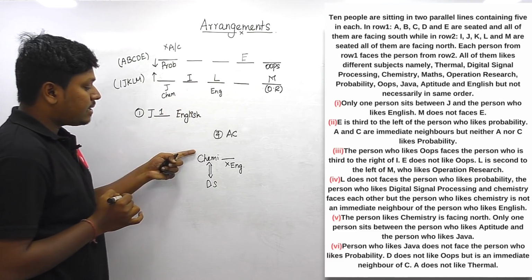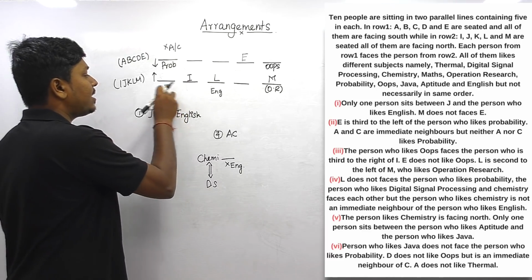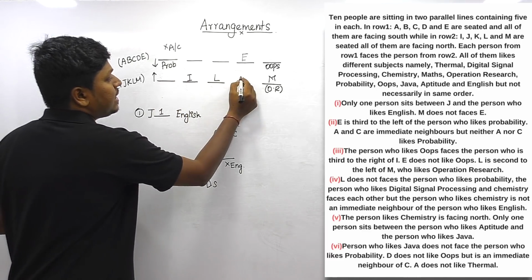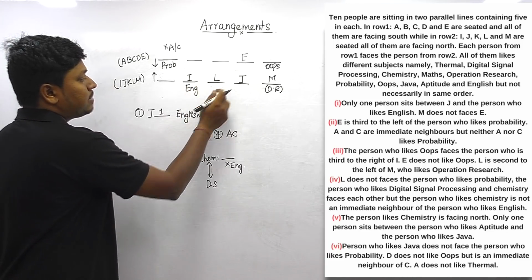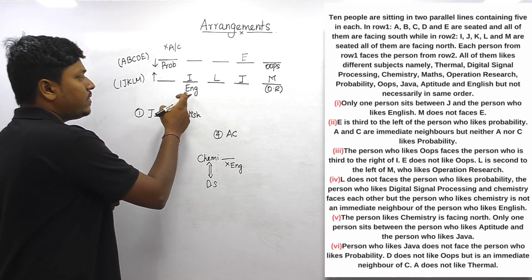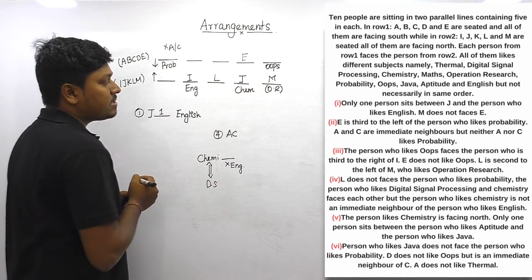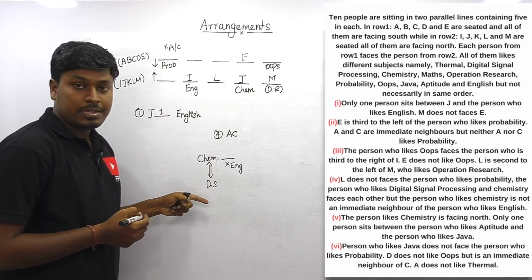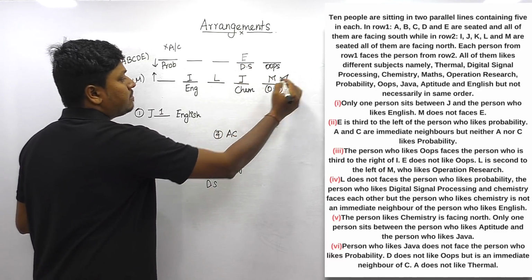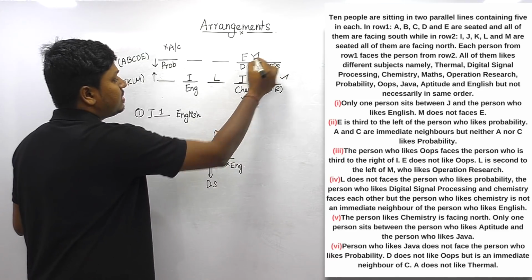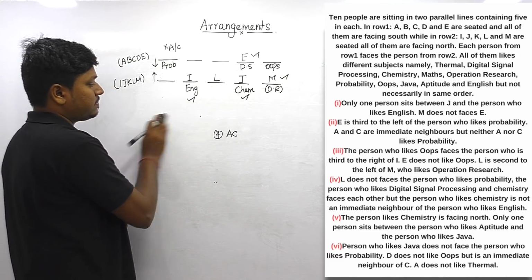If I place chemistry here, chemistry's opposite should be digital signal. Already we have placed probability. So this is not the right place for J. So let me fix J here. If I fix J here, J and English, so this should definitely be English. Between J and English one person, and we already know that nearby English chemistry should not be there, so we can definitely say that J will be chemistry. If J is chemistry, then the opposite person should be digital signal, so E should be digital signal. So finally we have found M operation research, J chemistry, E digital signal, I English. So finally we can rub this also, and also we can rub this.